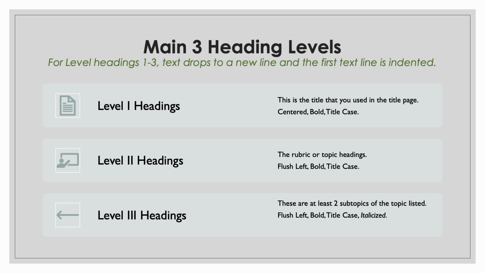Level 2 headings are the rubric or topic headings of your assignment. Level 3 headings are the subtopics of the topics listed. There must be at least 2 subtopics in a section in order to be used. This slide also reiterates the format and styling of each of the headings.